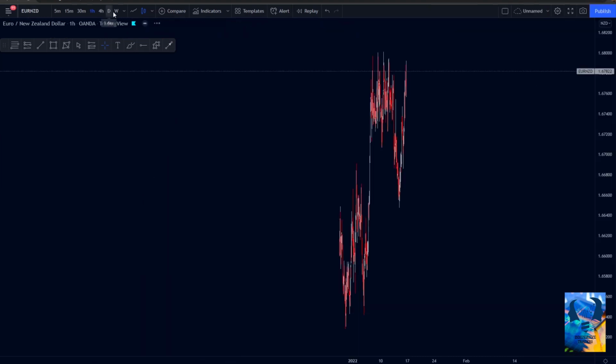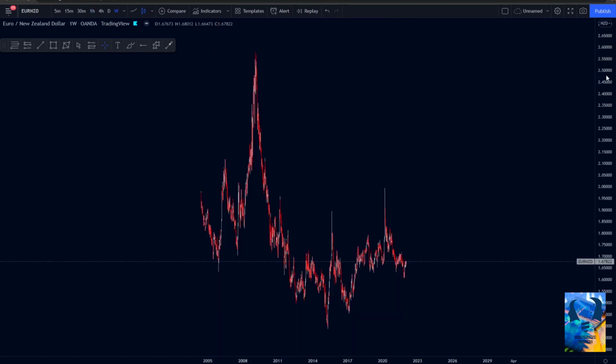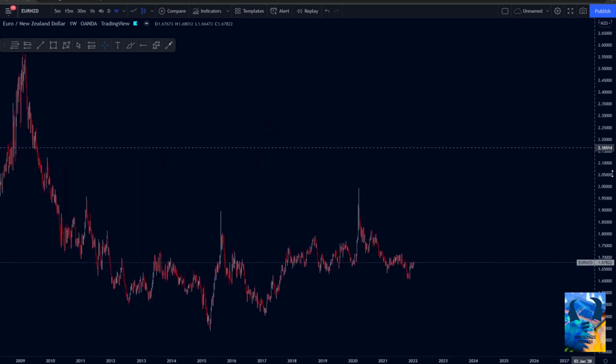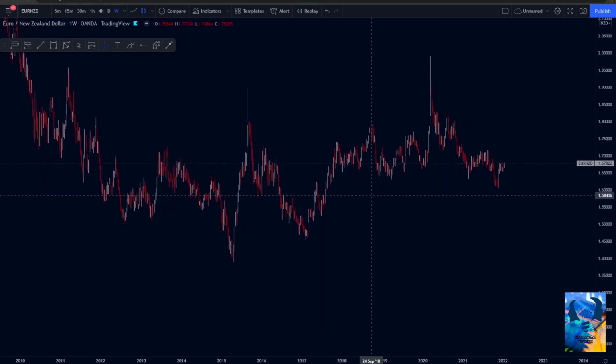Eurnzd on the weekly time frame. Now, this is what you're currently having. It's almost the same nature as Euro AUD.